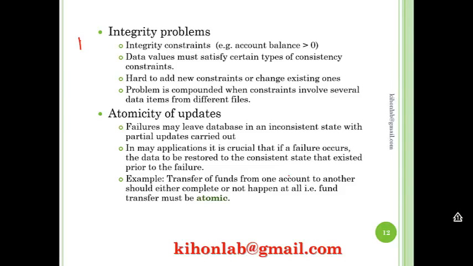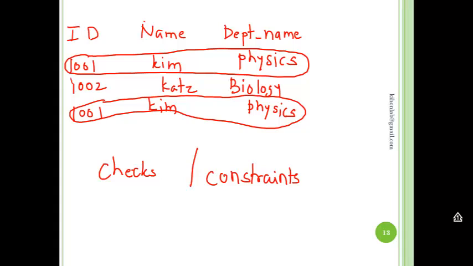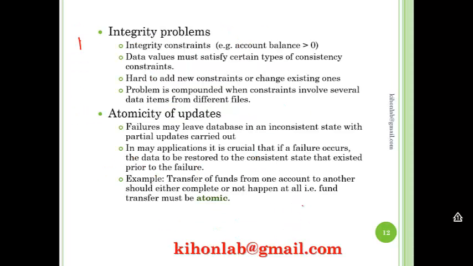So here you can observe your account balance. Account balance is always greater than 0. So this is called the integrity constraint, that is, the null value. Account balance cannot be null. Similarly, account ID cannot be null. So these are the null constraint and zero constraint. We are going to see these in detail.